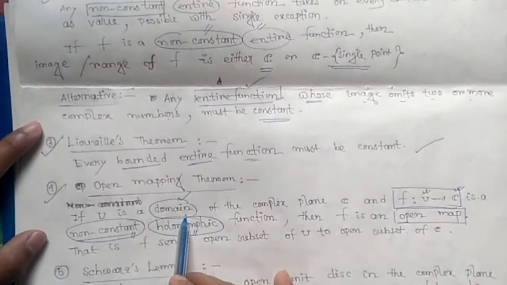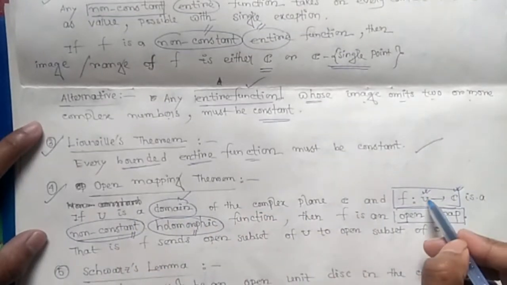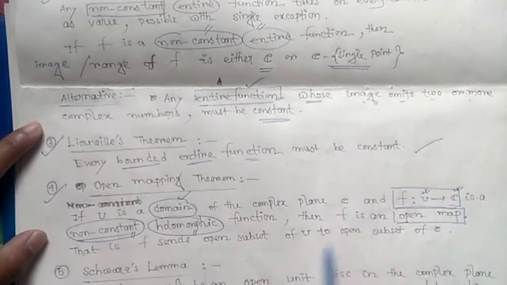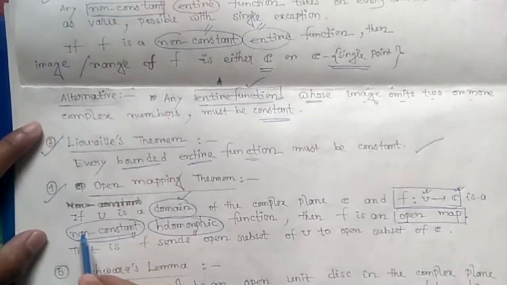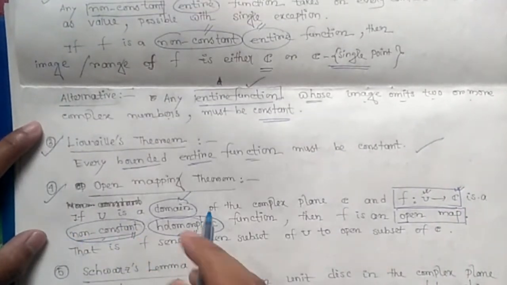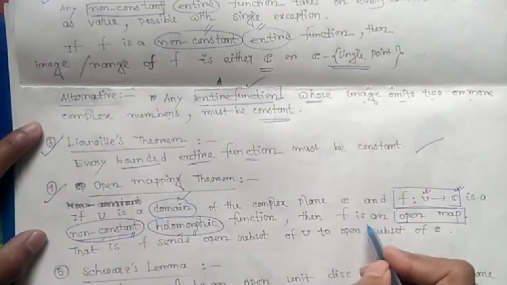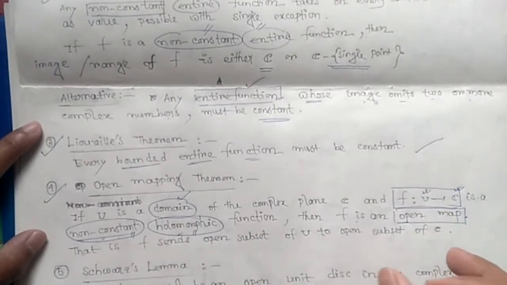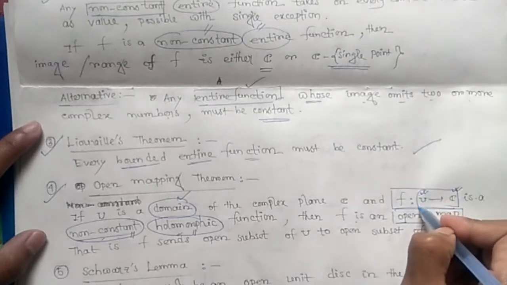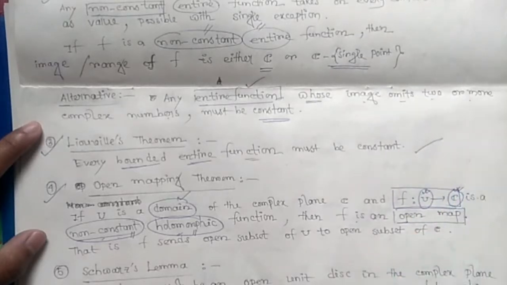If U is a domain of the complex plane C and f is a function from U to C that is non-constant and holomorphic, that is, an analytic function, then f is an open map, that is, f sends each open subset of U to an open subset of C.